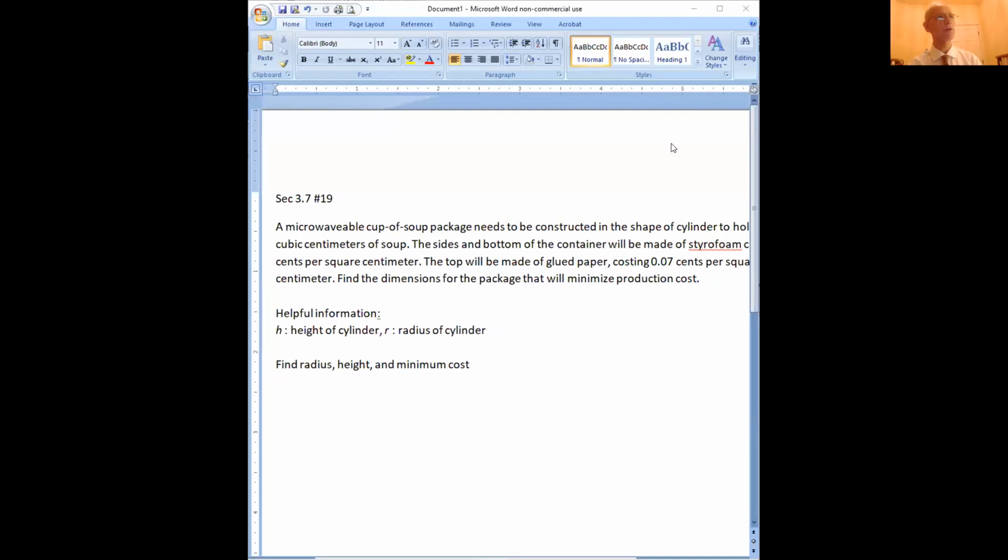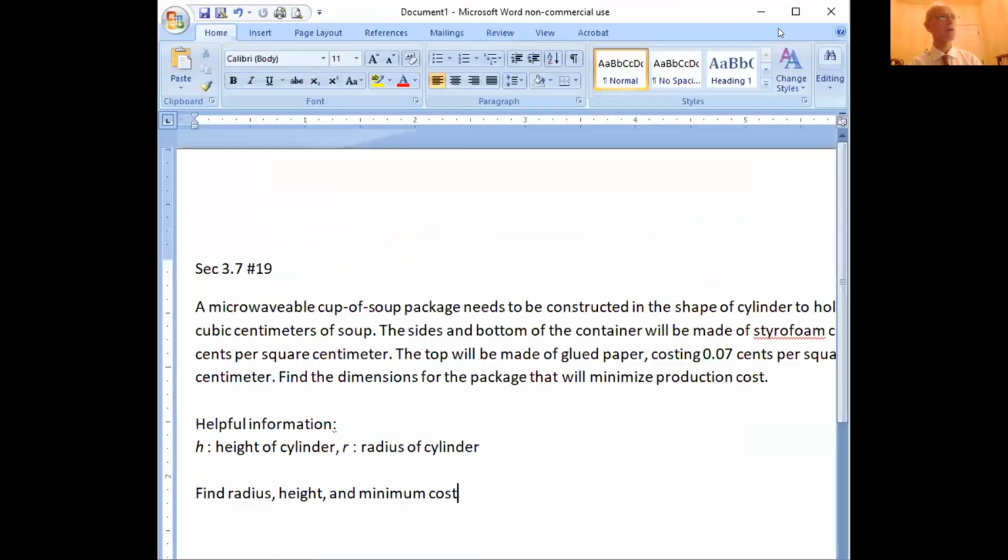Hello, Math 141. Let's do another optimization. I'm going to go ahead and share my screen because I copy pasted that particular problem into the Word document. So let's see.